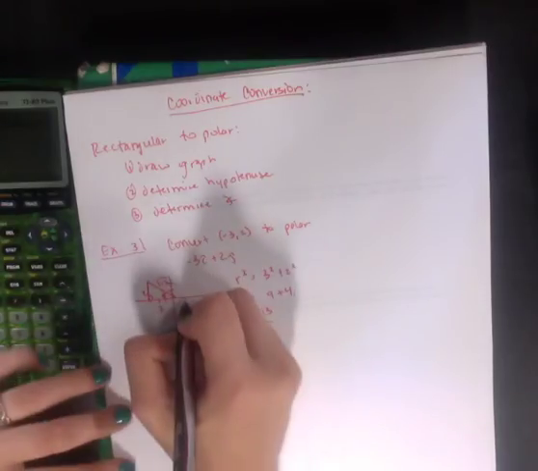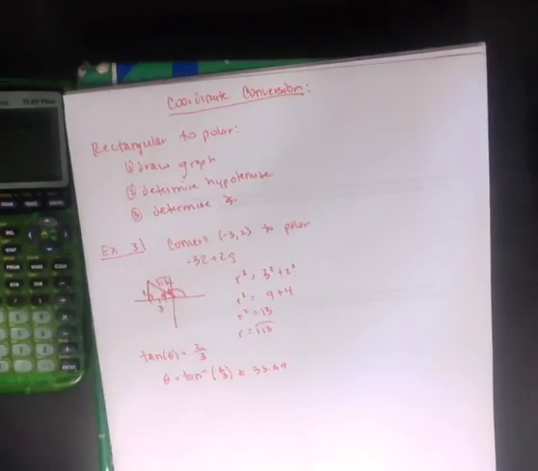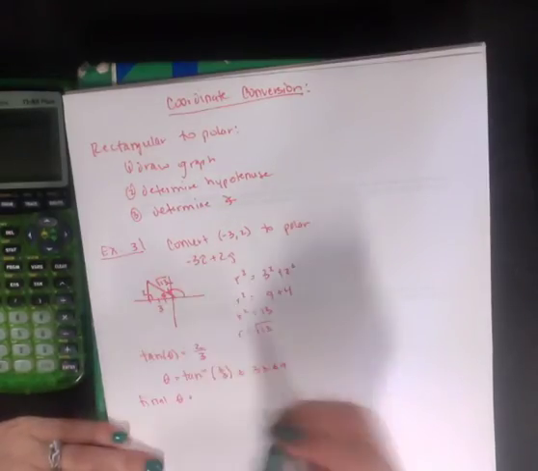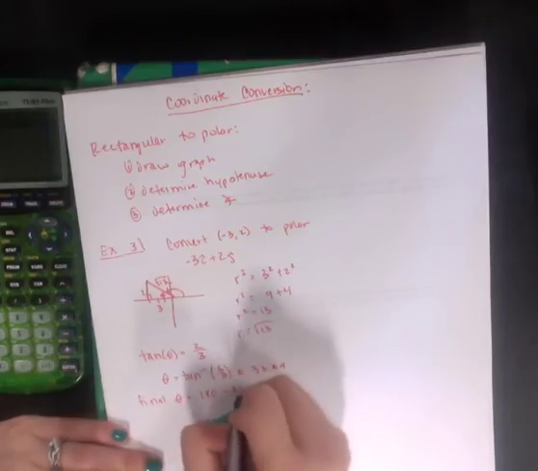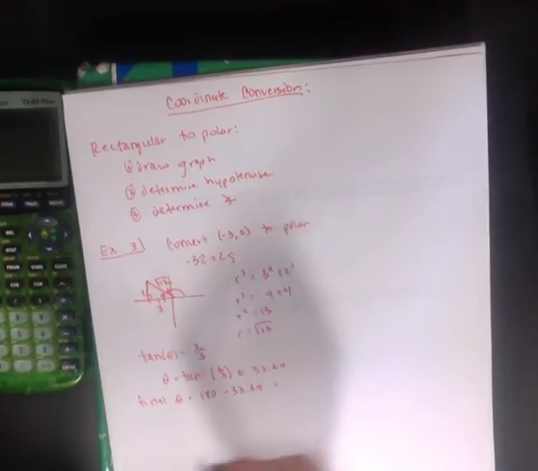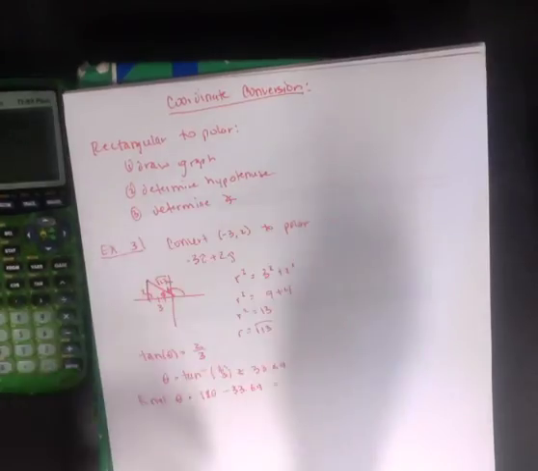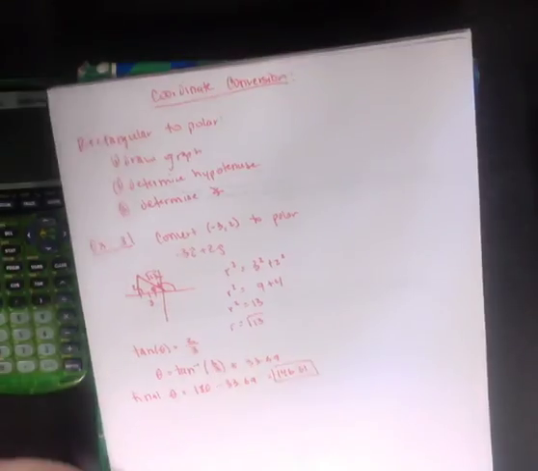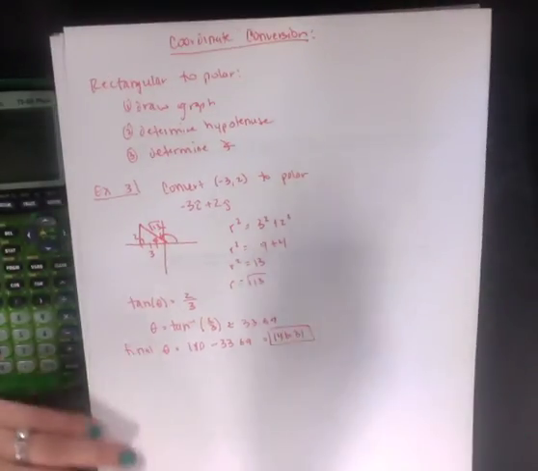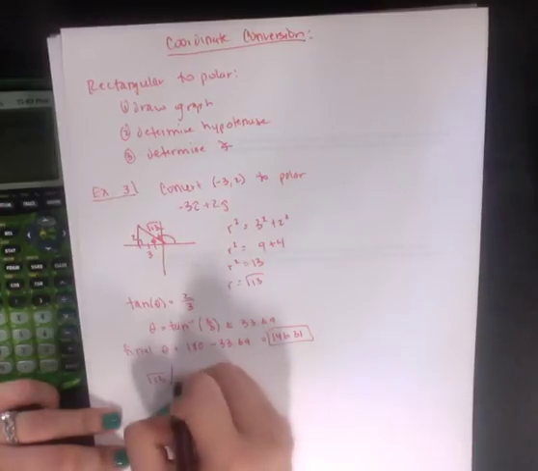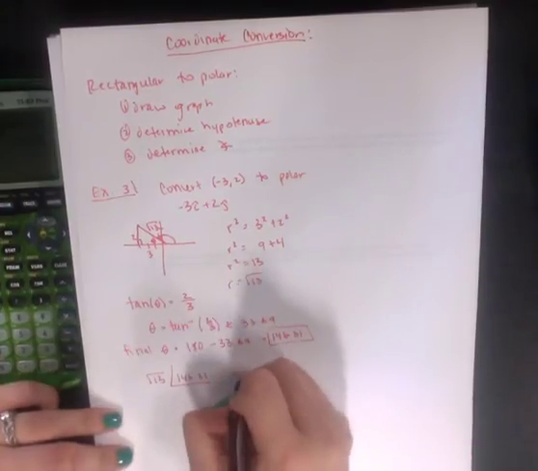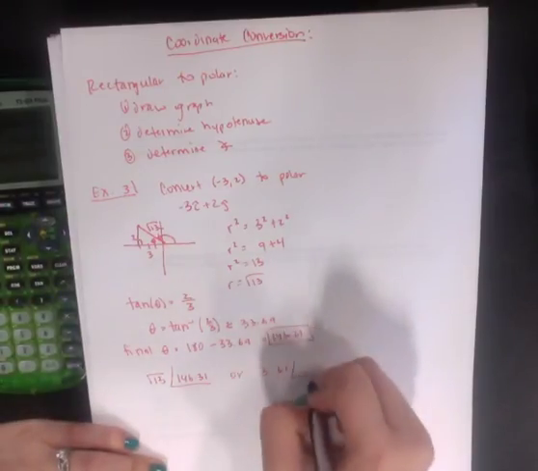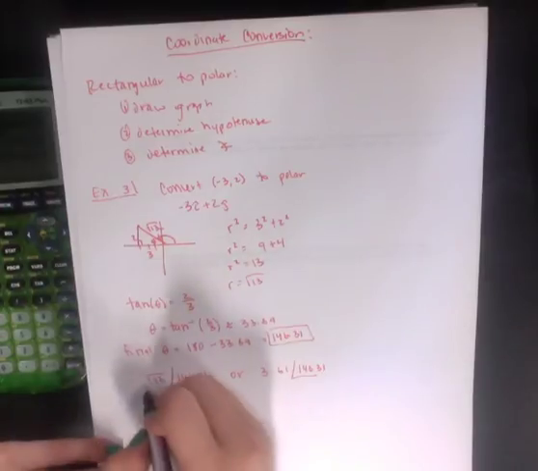Because I am in the second quadrant, I started at 0, and I've gone this whole distance, so my final theta is going to be 180 minus 33.69, which gives me 146.31. Okay? So my polar coordinate is the square root of 13, 146.31, or depending on how you are asked to write it, 3.61, 146.31.